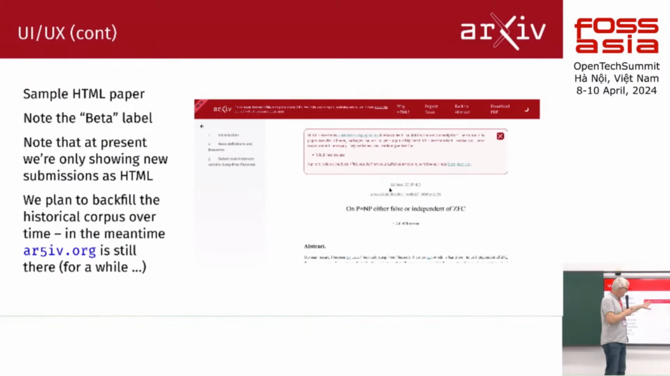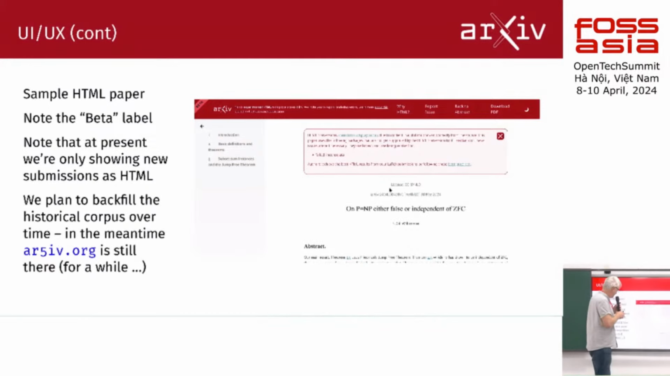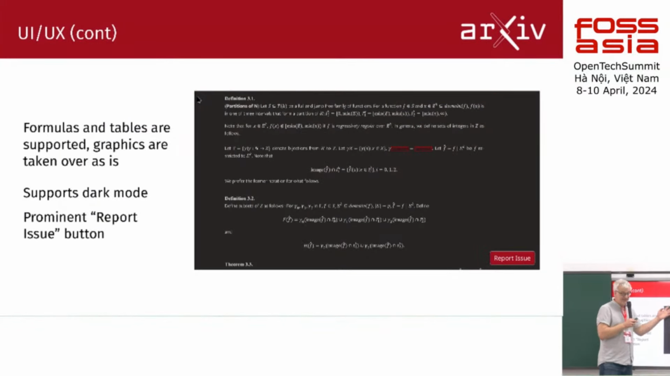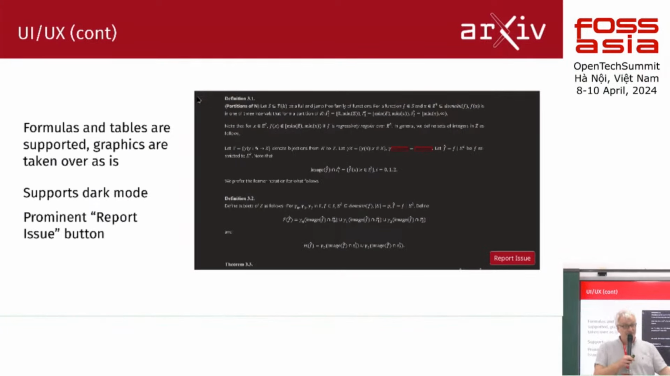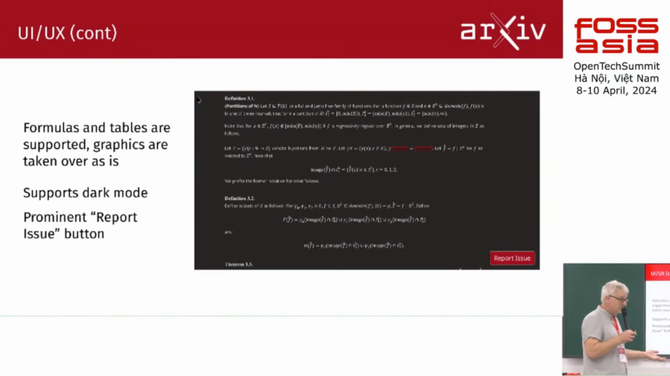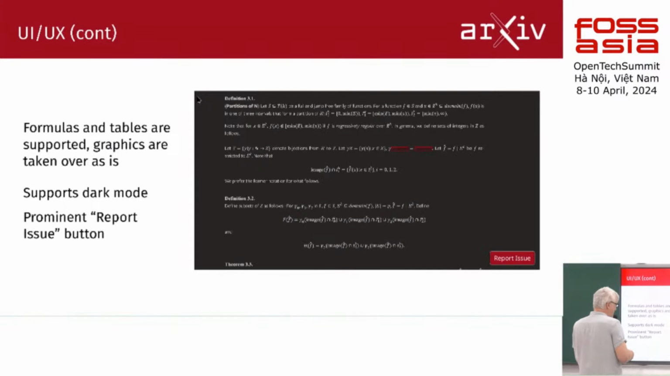It shows the table of contents, so we extract it and you can navigate, also very important for screen readers. We also show warnings about things that didn't work in the conversion, because we are gathering feedback. We support formulas and everything, dark mode, and we always have a huge report issue button, because we want everyone to report issues with the conversion so that we improve the stuff. And that was incredible feedback. We have thousands of reports already. So people are really happy about this feature and use it.